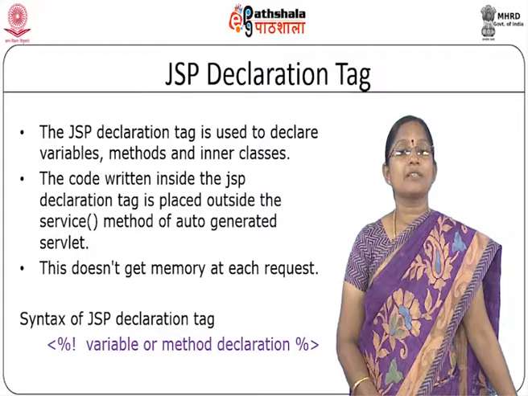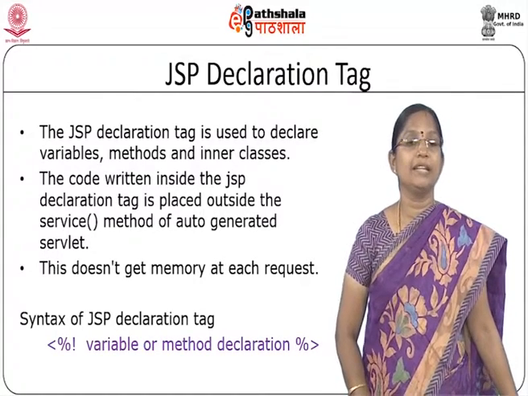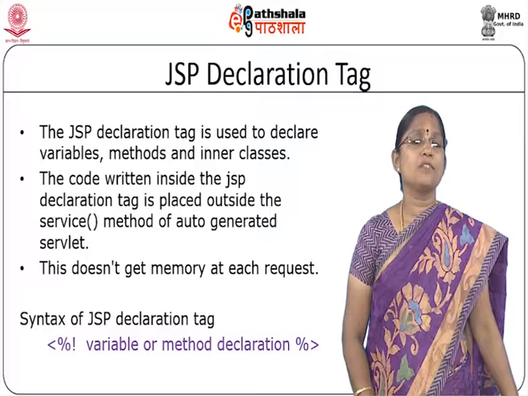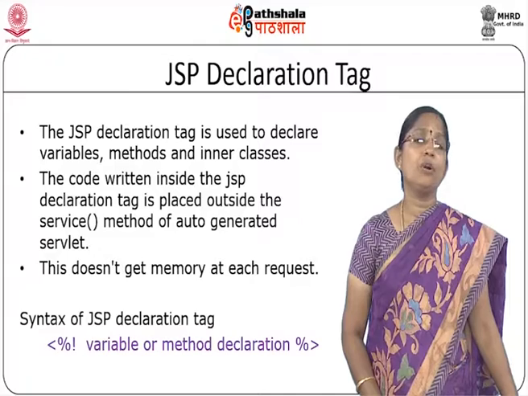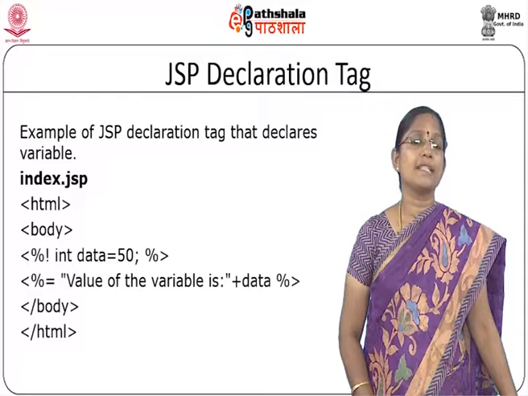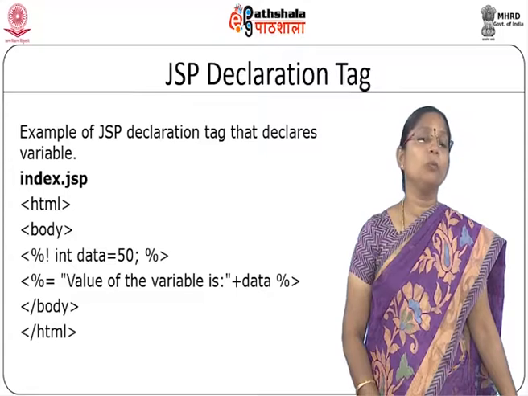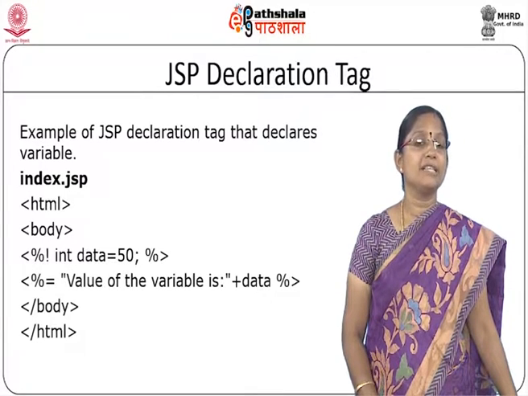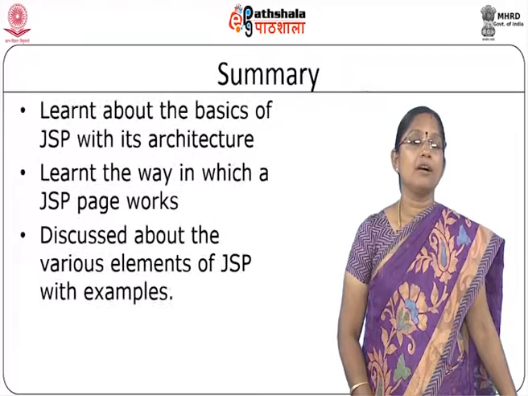The third one is called the declaration tag. The declaration tag starts with an exclamation mark. It is a variable or method declaration. The declaration tag is used to declare variables, methods and inner classes. The code written inside will be placed outside of the service method. Let us look at one example for this declaration tag. You can see that with an exclamation mark we declare data of integer type, and its value is going to be 50. In the subsequent statement it is printed. So this is the declaration tag.